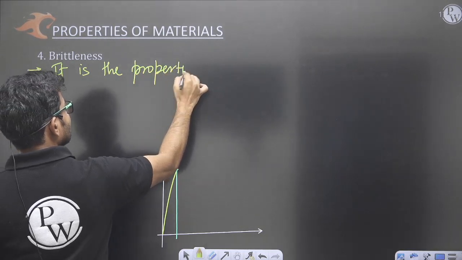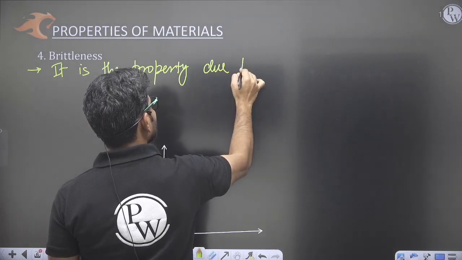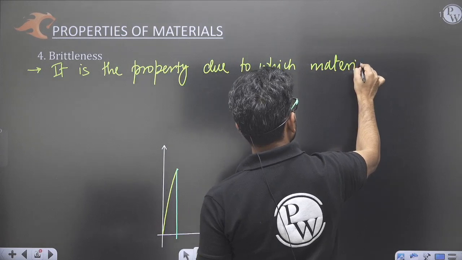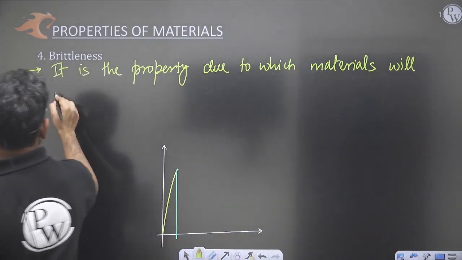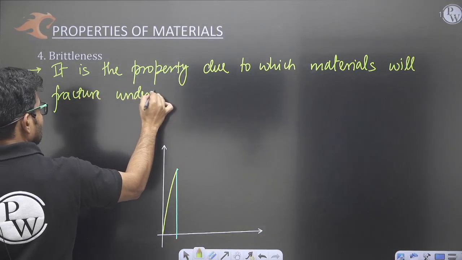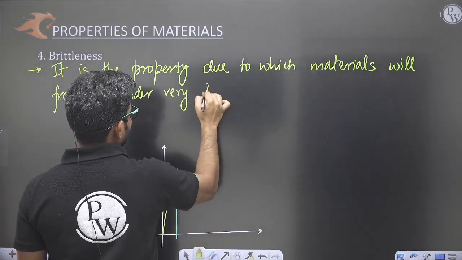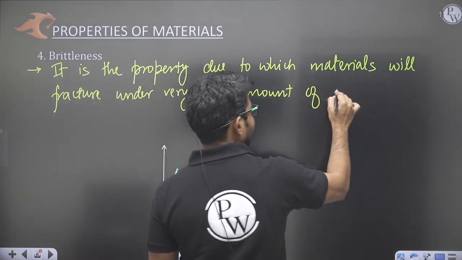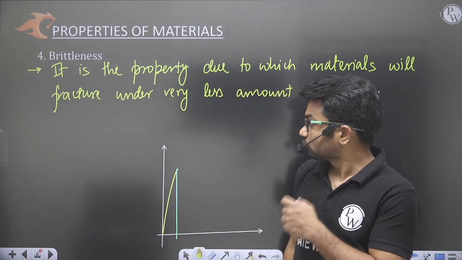Brittleness is the property due to which materials will fracture under very less amount of strain. Okay, clear? So this is the brittleness.